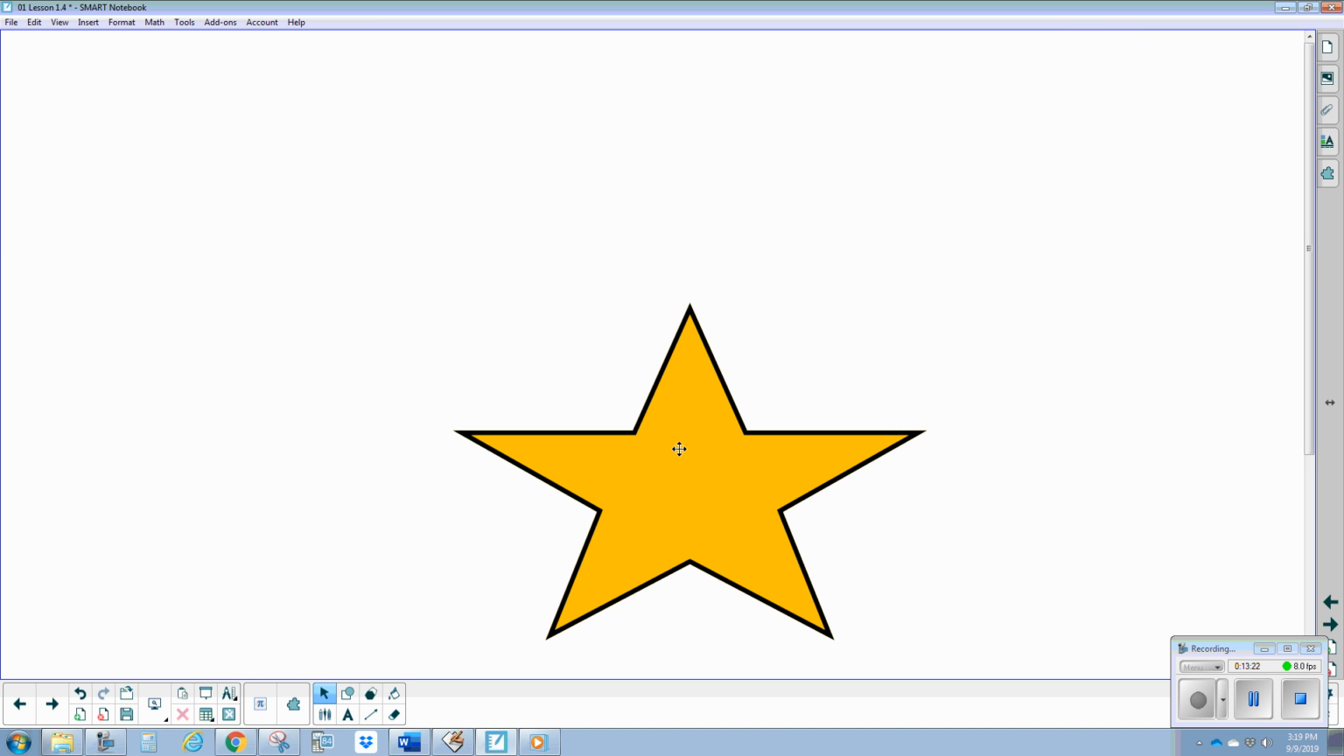Looking at the star, it's a polygon. Is it concave or convex? Remember, a concave polygon is where at least one diagonal is outside of the polygon. So this would be one diagonal. It connects 2 non-consecutive vertices. So in this case, it is a concave polygon.